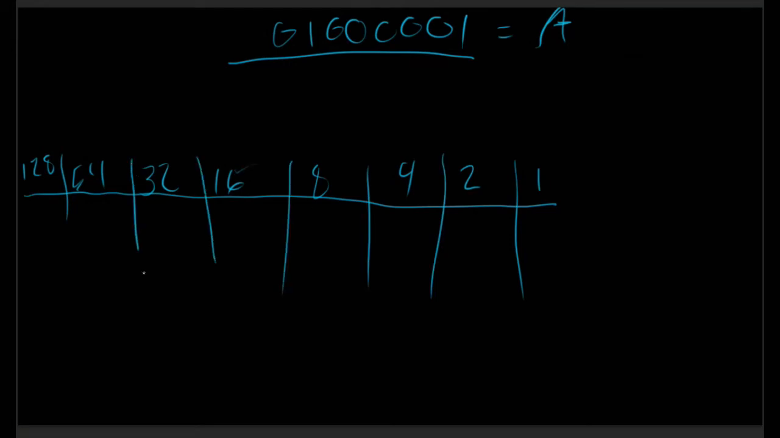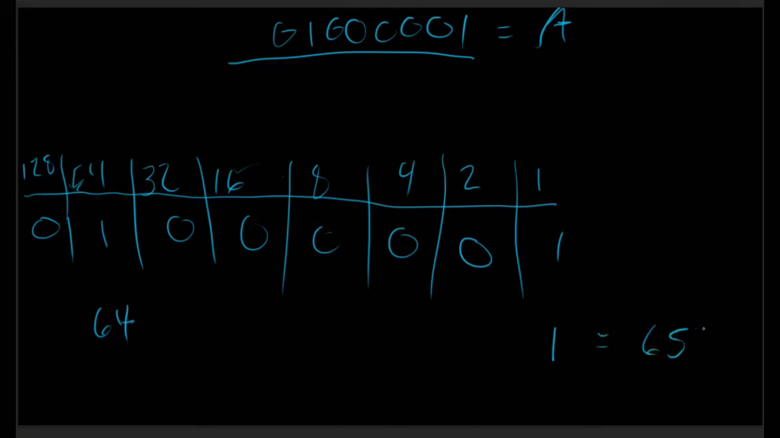Let's just verify this. So we have a 0, 1, a 0, 0, 0, 0, 0, and a 1. So if we add this up, we get 64, right? Because there's 1 in the 64, so there's one set of 64, and there's a 1 here. So altogether, this equals 65, which is the ASCII value for an uppercase letter A, 65.